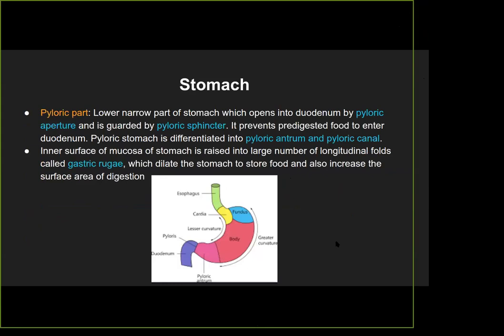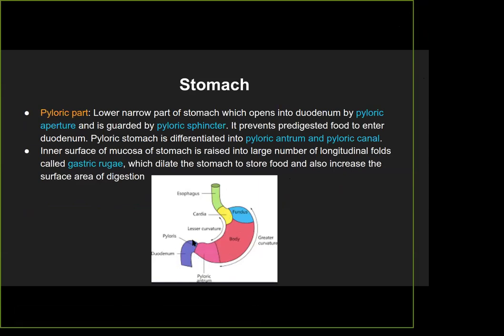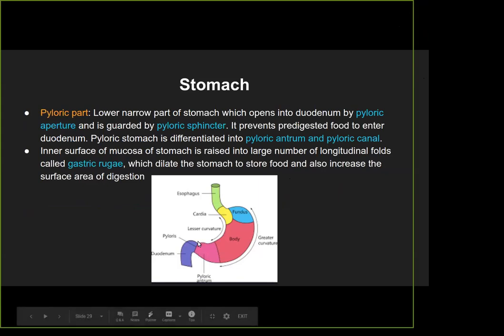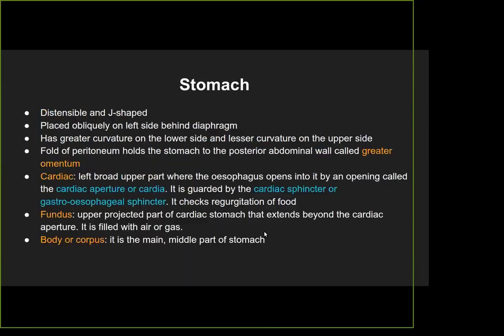So if you look at this, it's placed obliquely, as in it's not straight. One end is a little forward, more towards the central side, compared to this other end of the stomach. So that's how this stomach is placed, and it is behind the diaphragm. The diaphragm is the region which separates the thoracic cavity from the abdominal cavity, and your stomach is right behind this diaphragm.